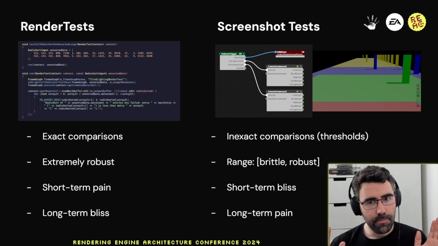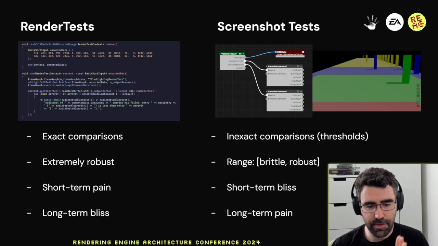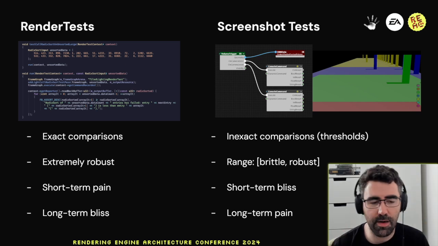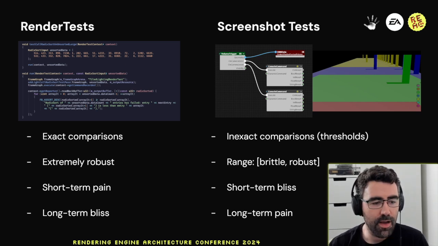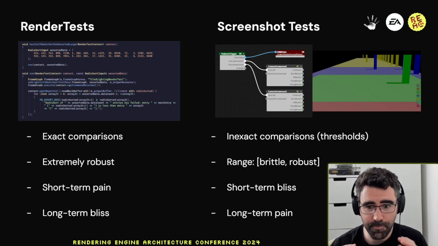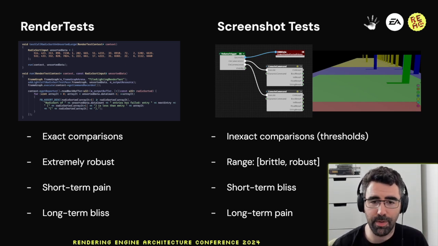So we have these two systems that are trying to test the same kind of things, but they have different trade-offs. For the render tests, our unit-like tests, we have exact comparisons. They're extremely robust. Once you get it working, they basically never break. They are hard to set up initially because you might have to set up a lot of code. If your system is not designed to be tested in this way, you might be in for a lot of pain to try to get things set up for this. But then long-term bliss. Once it works, it's done. It works forever.